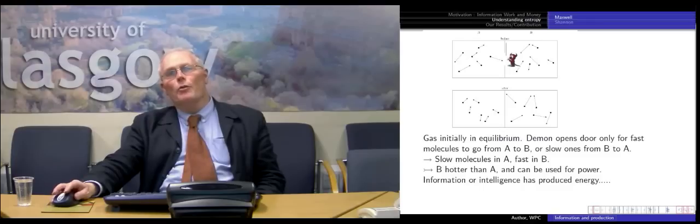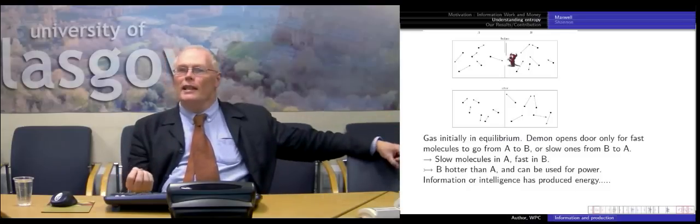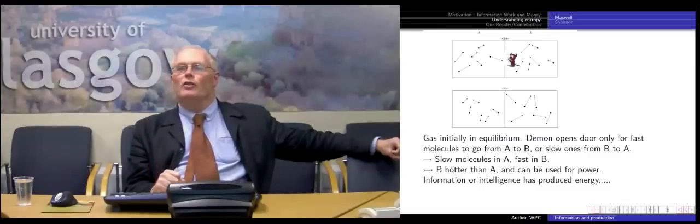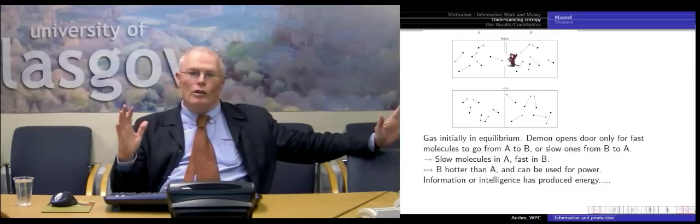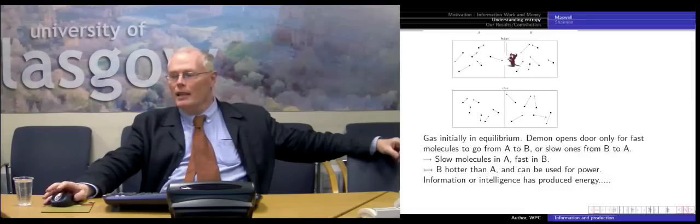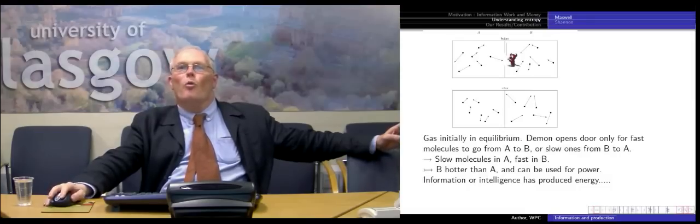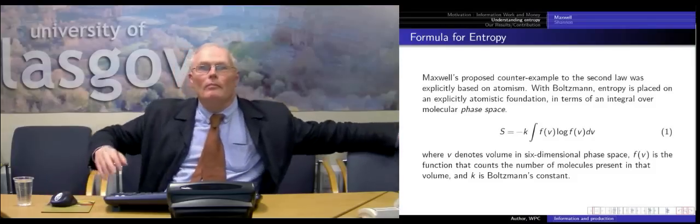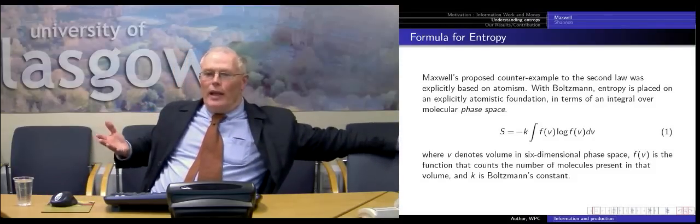In consequence, after a while, you'll have slow molecules on this side, fast molecules on this side. That means this is hotter than that. So this means that information or intelligence ends up manufacturing energy, manufacturing heat. It took a long time before people were able to satisfy themselves why this proposed demon was impossible. I'm not going to go into that in detail.